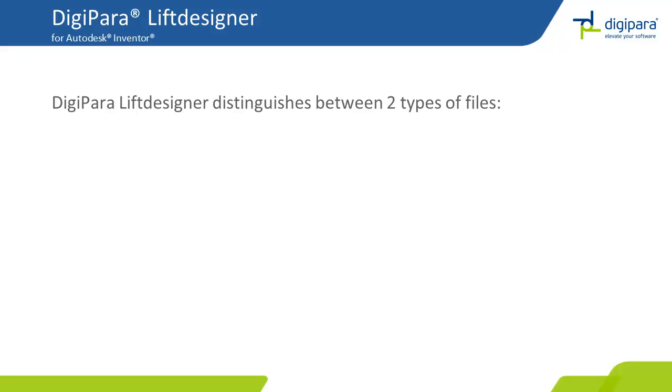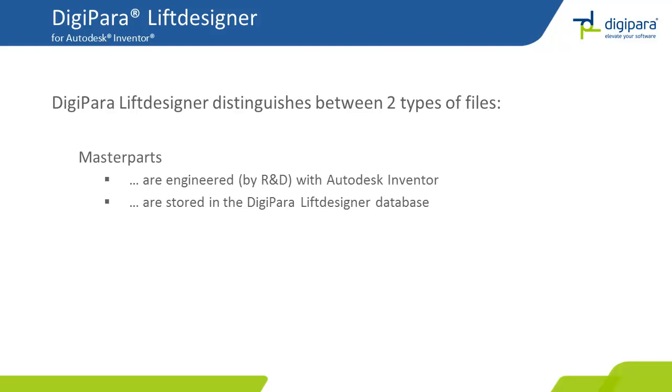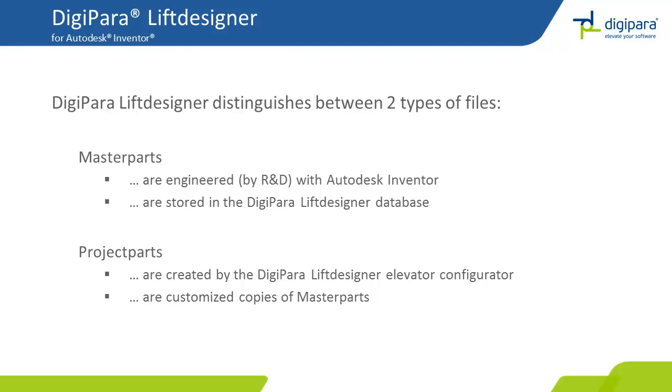DigiPara Liftdesigner distinguishes between 2 types of files. One type of file are Masterparts. Masterparts are typically engineered by your R&D development department within Autodesk Inventor. And Masterparts are stored in the DigiPara Liftdesigner database. On the other hand, we have Projectparts. Projectparts are created by DigiPara Liftdesigner during a concrete elevator configuration. So when you have a specific project, DigiPara Liftdesigner will create project parts. And project parts are customized copies of your master parts.